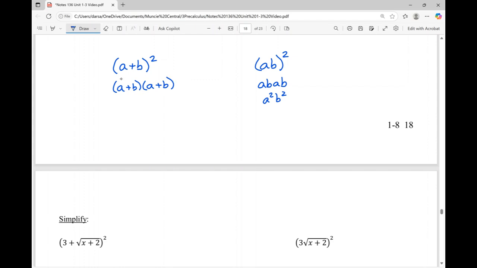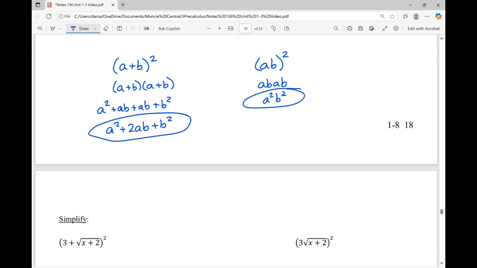Whereas on the left-hand one where there's a plus, this is going to end up a squared plus ab plus ab plus b squared, which simplifies to a squared plus 2ab plus b squared, because 1ab plus 1ab is 2ab. So there is a very big difference between these two kinds of squaring. When you're squaring something with an addition, you have to write it twice and multiply, a foiling of binomials. But when there is no addition, it's multiplication. You can square each individual item, and it works.